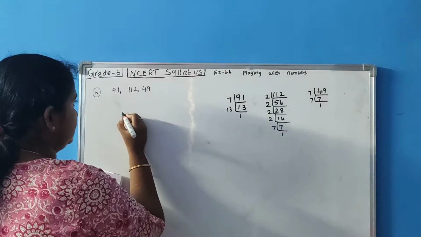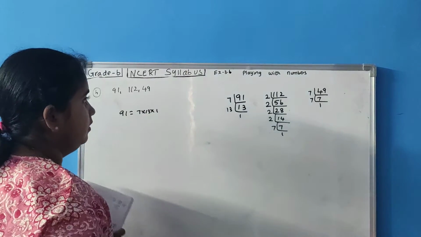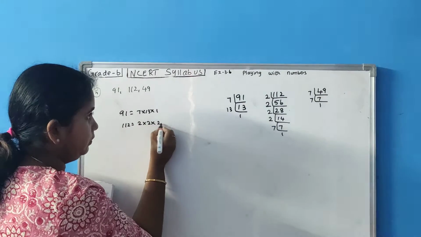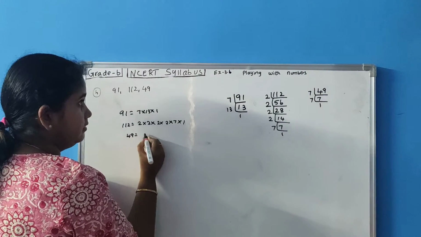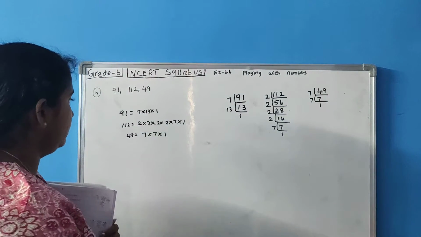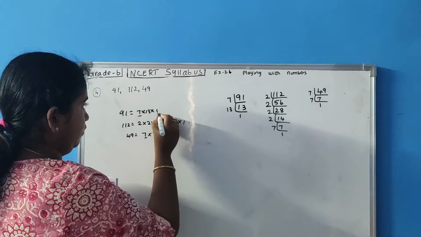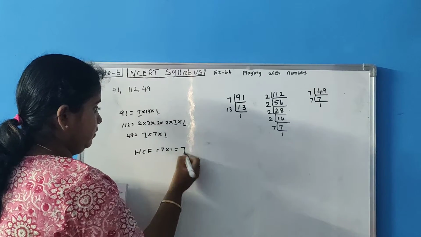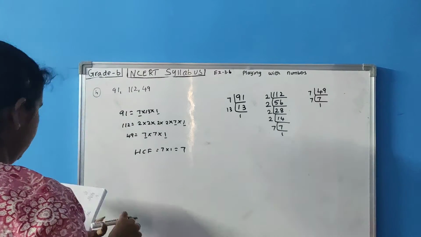Now write the factors. For 91 it is 7 into 13 into 1. For 112 it is 2 into 2 into 2 into 2 into 7 into 1. For 49 it is 7 into 7 into 1. Okay. Now find the common factor. 7 is a common factor for everything and then only 1. So HCF is 7 into 1, that is equal to 7. Did you understand? Okay. Now we'll move on to the next sum.